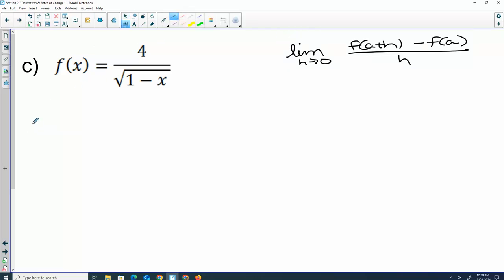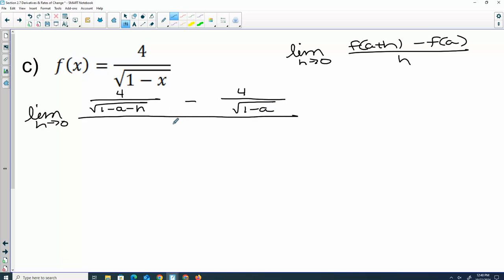So you need to know that definition. So I have the limit as h approaches 0. F of a plus h. So I replace my x with an a plus h. So that'd be 1 minus a plus h. Can I go ahead and write it as 1 minus a minus h? Because the negative would go through to both terms. Yeah. Minus f of a, so 4 over square root of 1 minus a. We don't have to get our h. Common denominators with radicals.